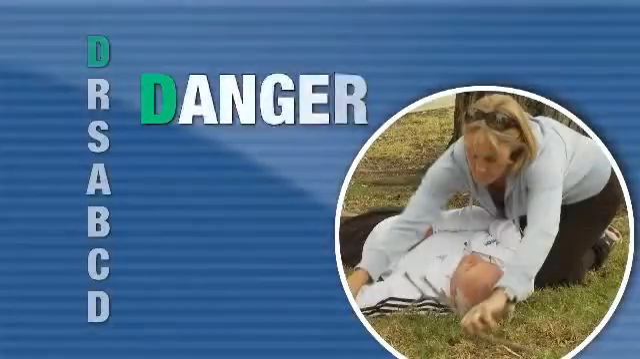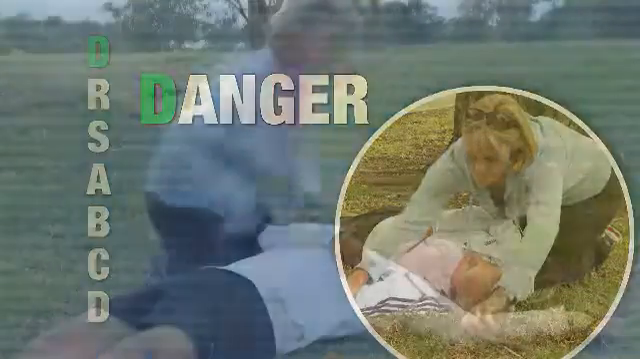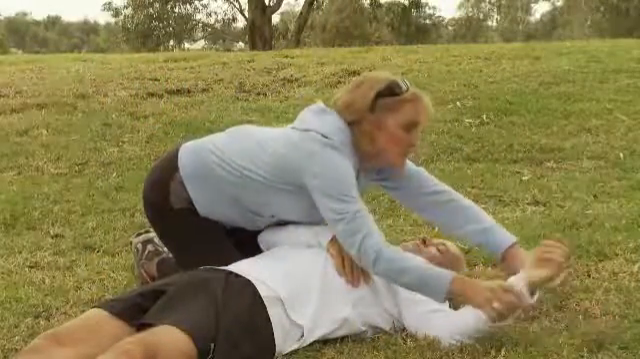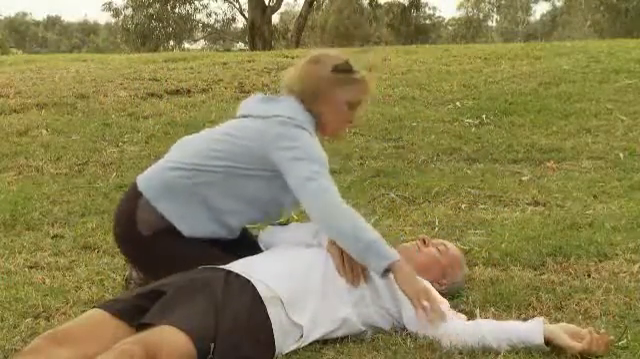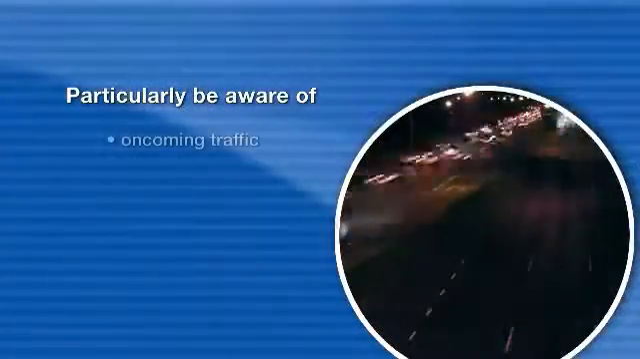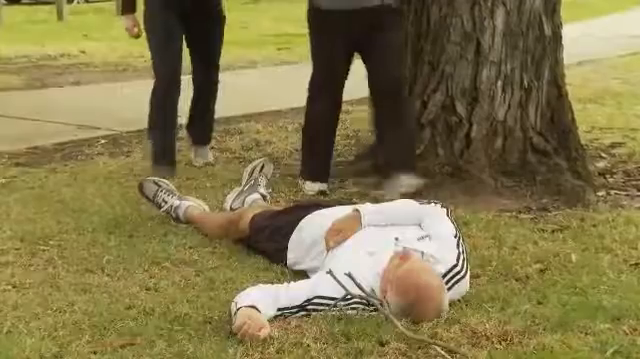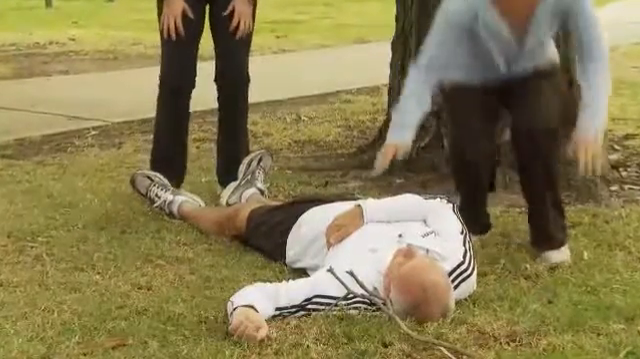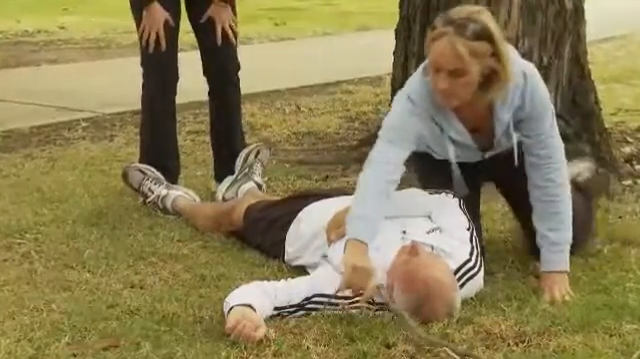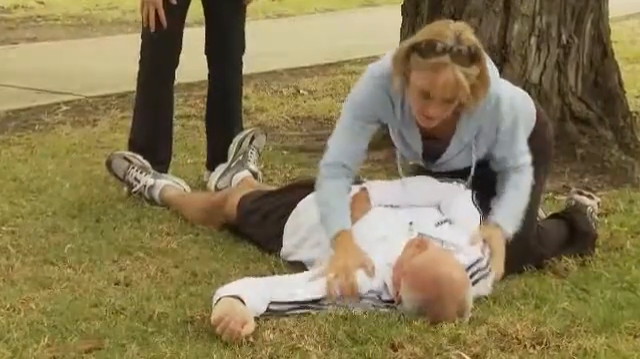D is for danger. In all situations, it is important to check for dangers to yourself, the casualty or bystanders. You're no help in the first aid situation if you become a casualty yourself. Particularly be aware of dangers such as oncoming traffic, fire, fumes, blood or electricity. If possible, remove the casualty from danger or the danger from the casualty, and only continue if safe to do so. Otherwise, wait for emergency services.